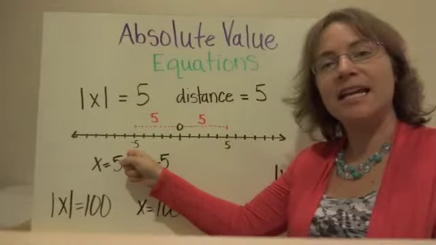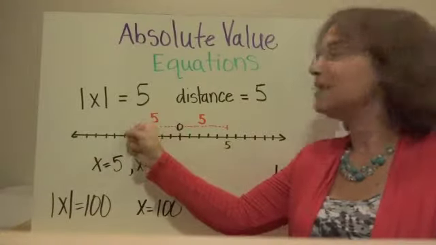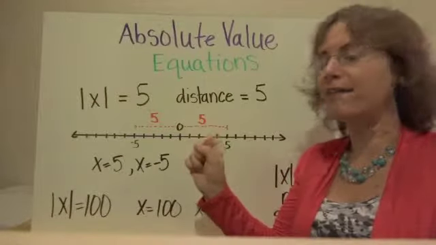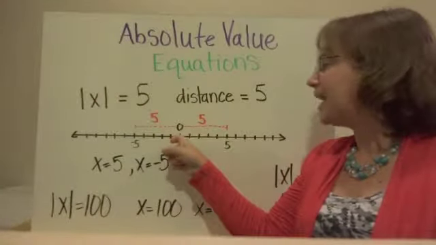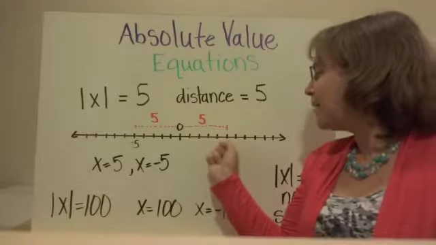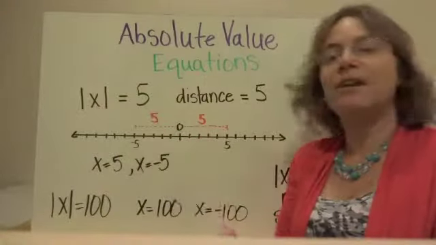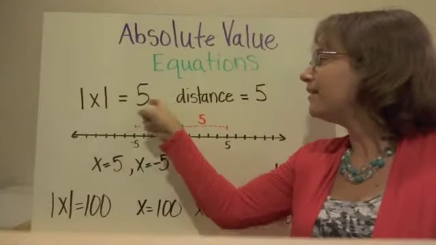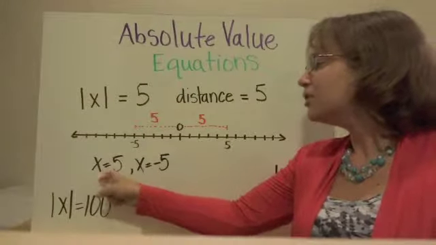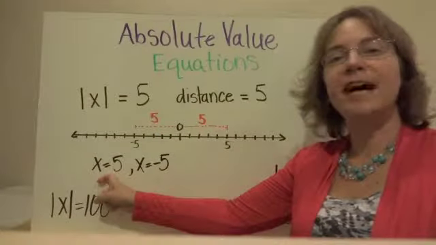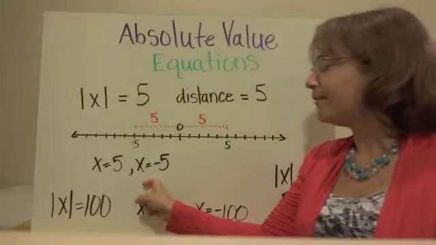So if x is equal to negative 5, we've gone a distance of 5, or the absolute value of negative 5 equals 5. Also is the same case in the positive direction. At positive 5, we've also gone a distance of 5. So the absolute value of positive 5 is also 5. So we have two different answers for this equation. We have x is equal to 5 and x is equal to negative 5.